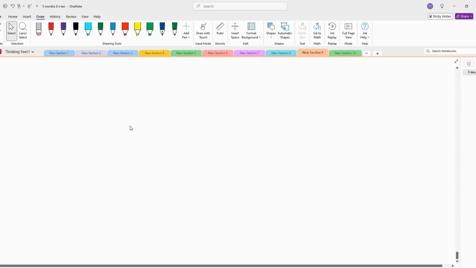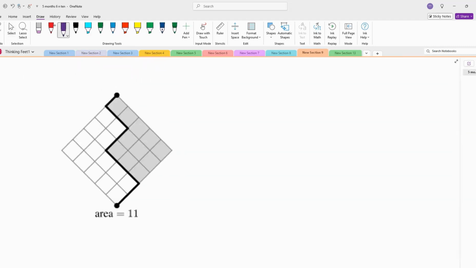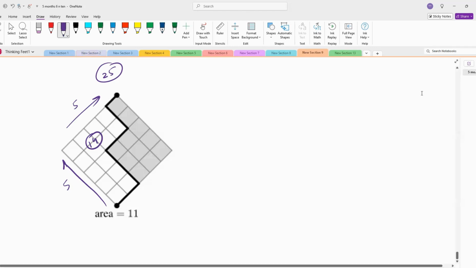Now let's talk about what I meant by symmetry. Right? Let's look at this. So this gives me an area of 11, right? This gives me an area of 11. And the total area is 25, right? Because I have 5 this way, 5 that way, total area is 25, okay? That means the remaining area is 14. Now let's try and draw a path such that we get an area of 14.